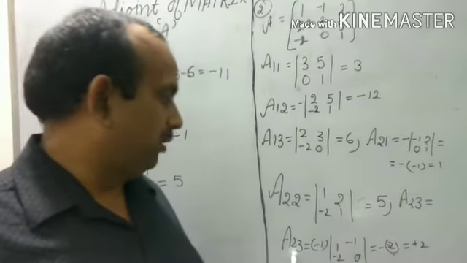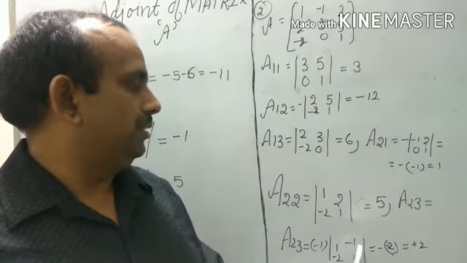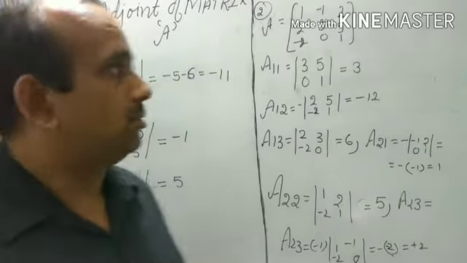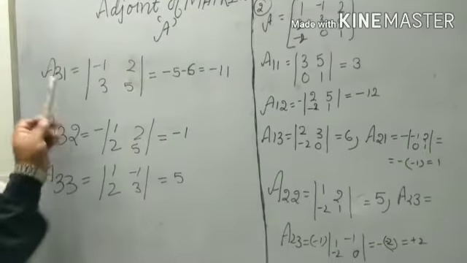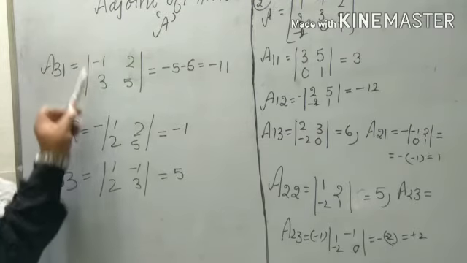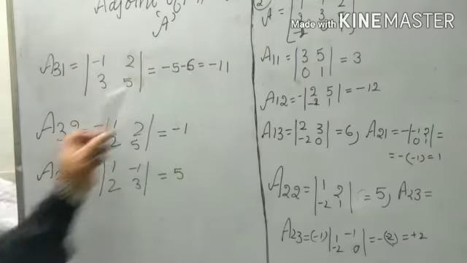Now A23 will be equal to the negative of the determinant of 1, minus 2, minus 1, 0. Minus 2 will be equal to plus 2. Now we have to find the A31 cofactor. It will be equal to the determinant of minus 1, 3 and 2, 5. It will be equal to minus 12.